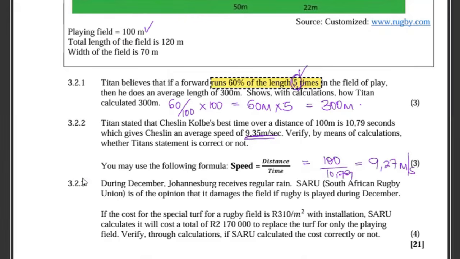So is it right or not? It becomes what? Incorrect. It's not valid. It's incorrect. Because the answer has changed. Look, he claims 9.35. Then we have 9.27. So it does not work out.